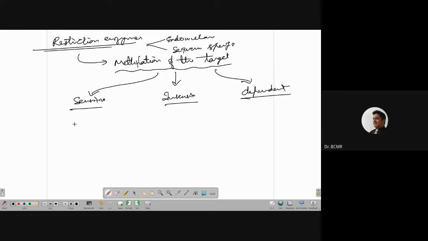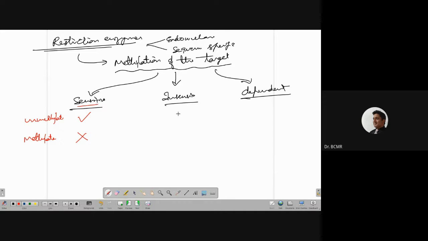When we say methylation sensitive, if there is a DNA that is present, the restriction enzymes that are methylation sensitive can cleave DNA that is unmethylated. I will write unmethylated targets and methylated targets. Sensitive ones can cleave only unmethylated target sequences. They cannot cleave methylated target sequences. That's why we call them methylation sensitive.